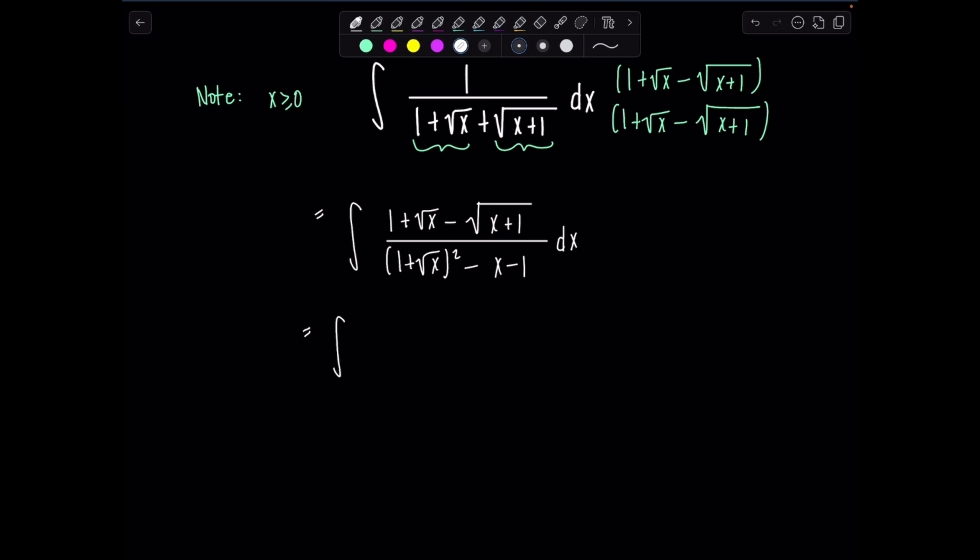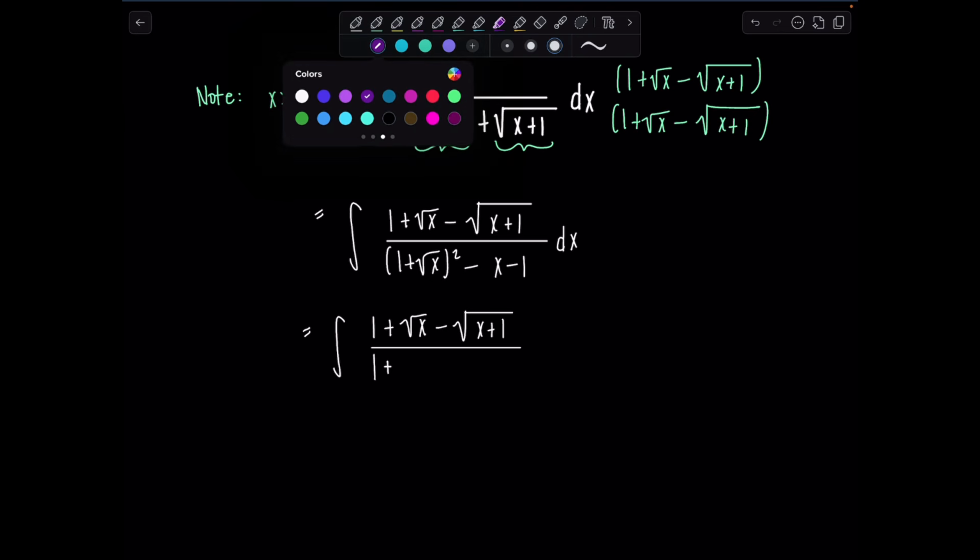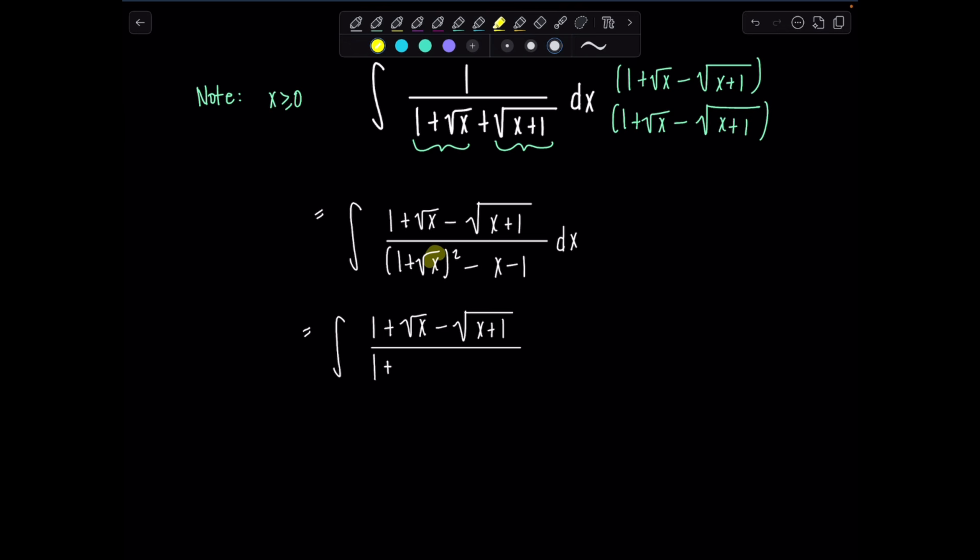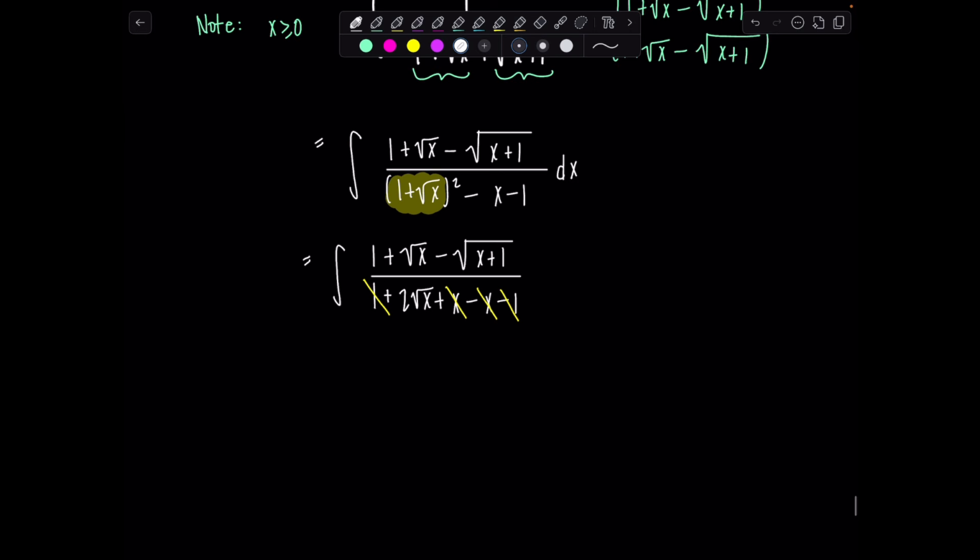So we've got up top 1 plus rad x minus rad x plus 1. And then what's going on downstairs? So this will be 1 plus, if I want a nice light highlighter, give me a nice color. Perfect. If I multiply this all out, I'll have 1 plus 2 rad x plus x, very good, minus x minus 1. Oh, and this is where just the loveliest cancellation happens. So these 1's are gone, the x's are gone, and now things just feel really nice. I just have a 2 rad x in the bottom.